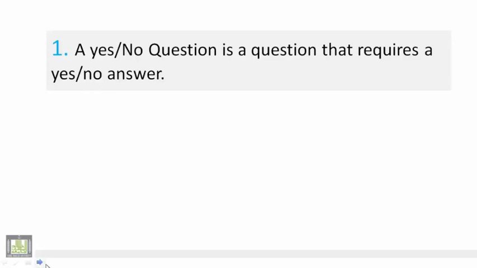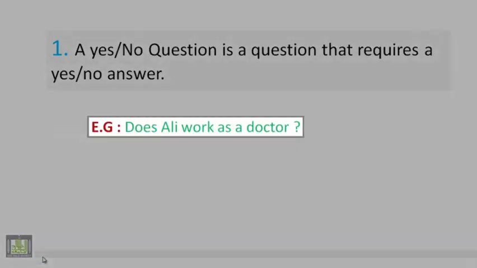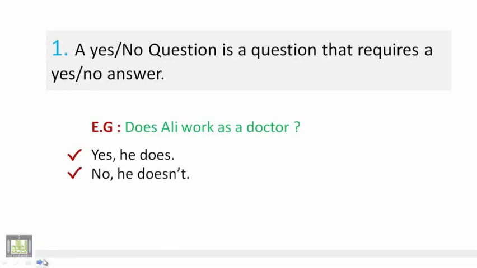It is a question that requires a yes/no answer. إذن هذا النوع من الأسئلة هو الأسئلة التي تتطلب إجابة بنعم أو لا. مثال ذلك, an example is, does Ali work as a doctor? هل يعمل علي كطبيب؟ If you want to answer this question, you can only provide an answer in one of two ways. للإجابة عن هكذا سؤال هناك إحدى طريقتين. Either say yes he does, إما أن تقول yes he does كإجابة عن هذا السؤال, or you say no he doesn't. And this is what is meant by a yes/no question.